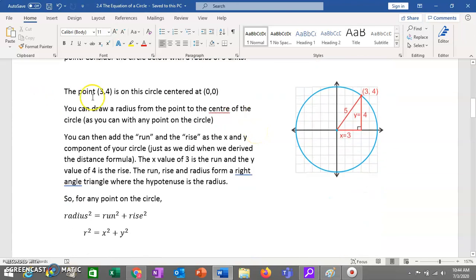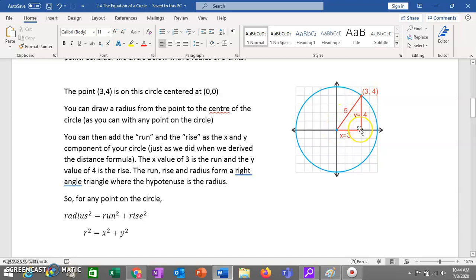So let's take an example. Suppose we have a circle with a center at 0, 0, and we have a point 3, 4 on this circle. I could have chosen any point on this circle, but we'll just choose 3, 4. Well, what does 3, 4 mean? It means that from the middle you have an x distance of 3 and then a y distance of 4. You have a run of 3 and a rise of 4 to get to 3, 4. And if you make the connection directly from the middle to 3, 4, then you have the radius.